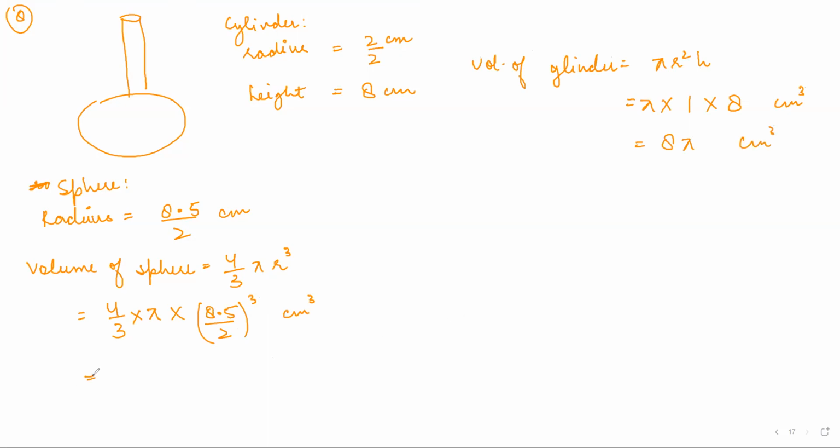Now you can simplify this one if you wish a little bit. So 4 by 3 into pi into 8.5 by 2 into 8.5 by 2 into 8.5 by 2, right? So from this 4, 2 will go, right? 85, is it divisible by 3? No. 3 into 2, 25.